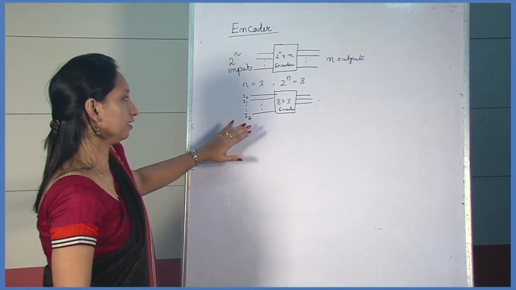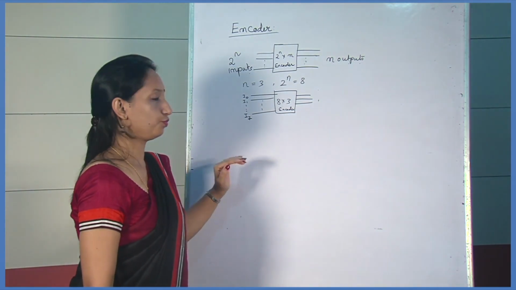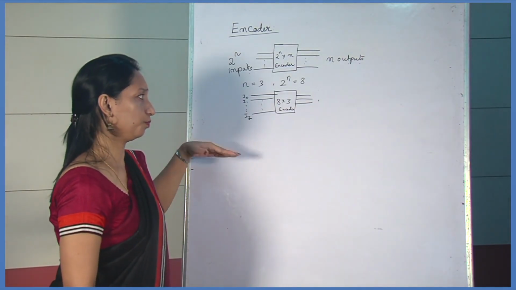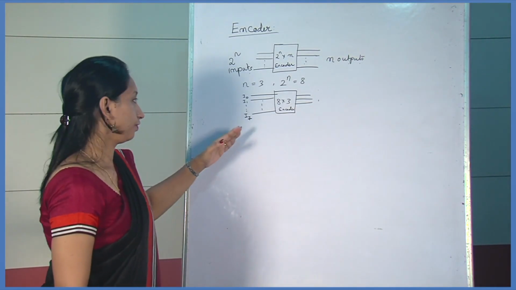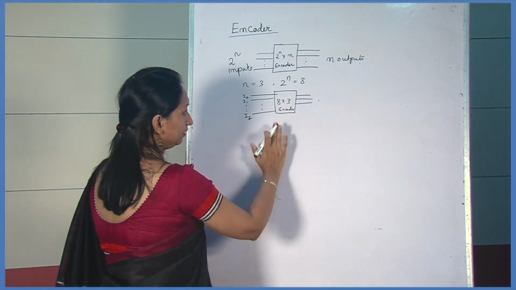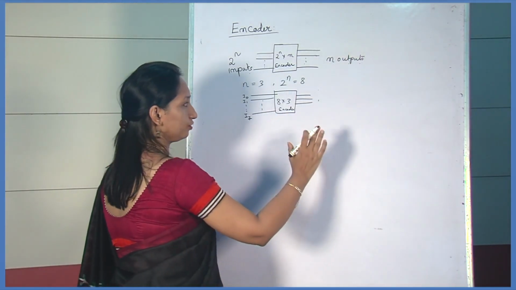Now let us see the logic circuits and the truth table of 8 into 3 encoder. This encoder is just the opposite of decoder. First we will see the truth table.